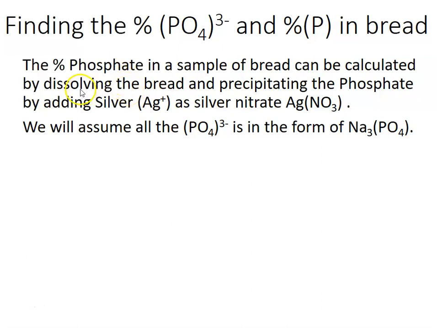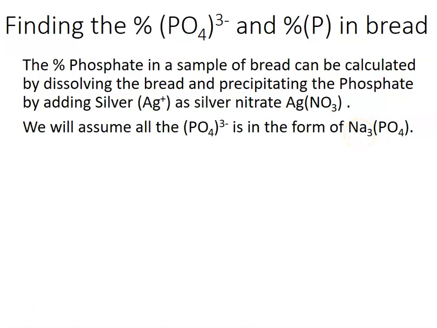how much phosphate is in it by dissolving it, precipitating the phosphate by adding silver. The silver is going to be as silver nitrate. So we're adding the silver nitrate so that the silver and the phosphate will get together and make a precipitate. And we're going to assume that all of the phosphate in the bread is sodium phosphate.